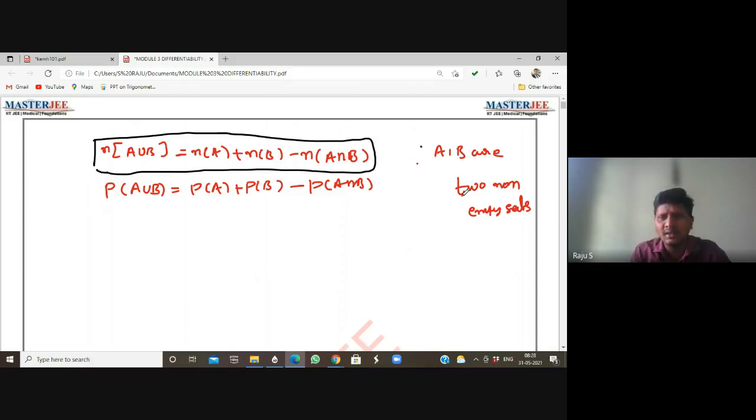So like that, a few questions are there. We can see all the questions, because based on this formula mainly they are going to ask questions. If they ask any questions in JEE, they will definitely ask a question related to this formula.